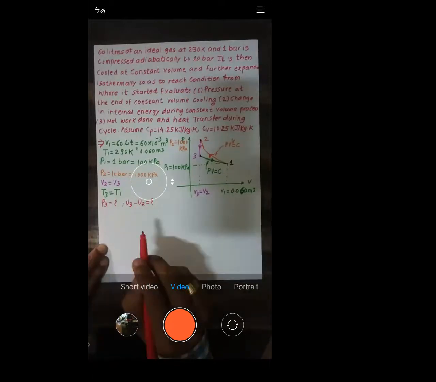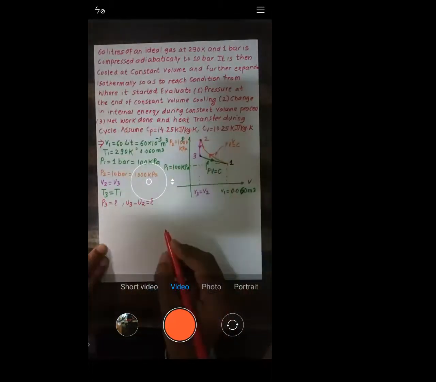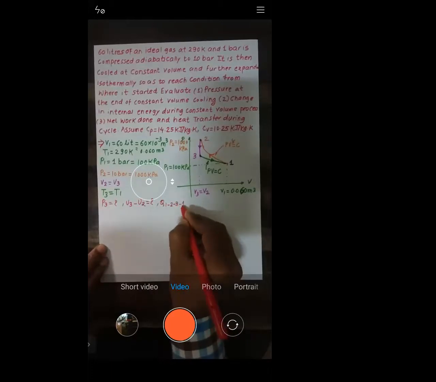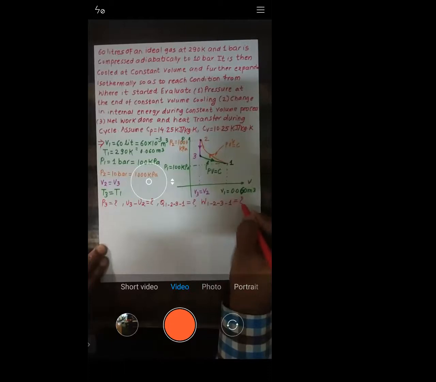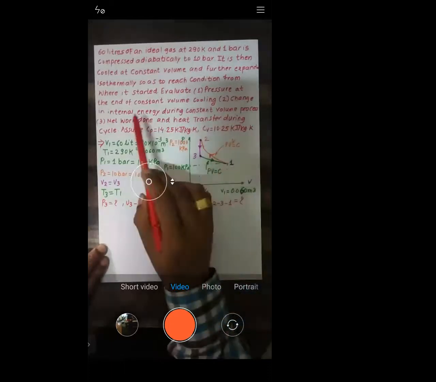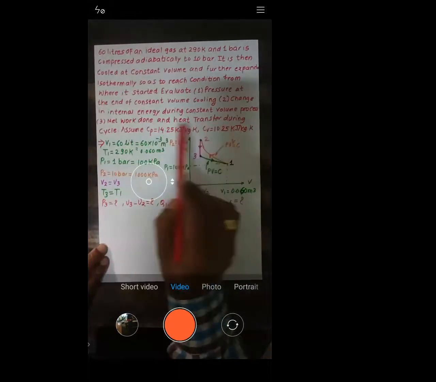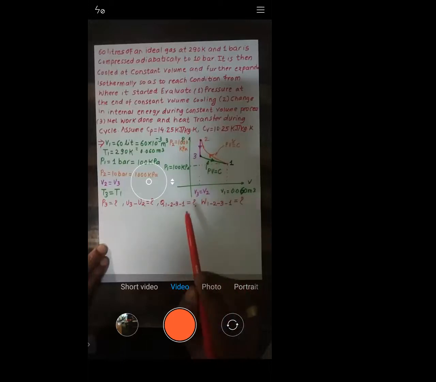Third, net work done and heat transfer during the cycle. They're asking the value of Q 1-2-3-1, and similarly the value of W 1-2-3-1. See, 1, 2, 3, back to 1 is a cycle. So we are interested in calculating heat transfer and work transfer during the cycle.